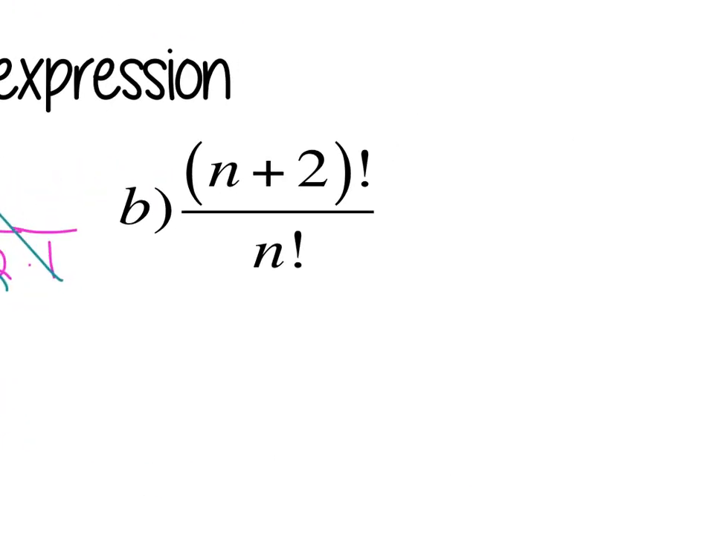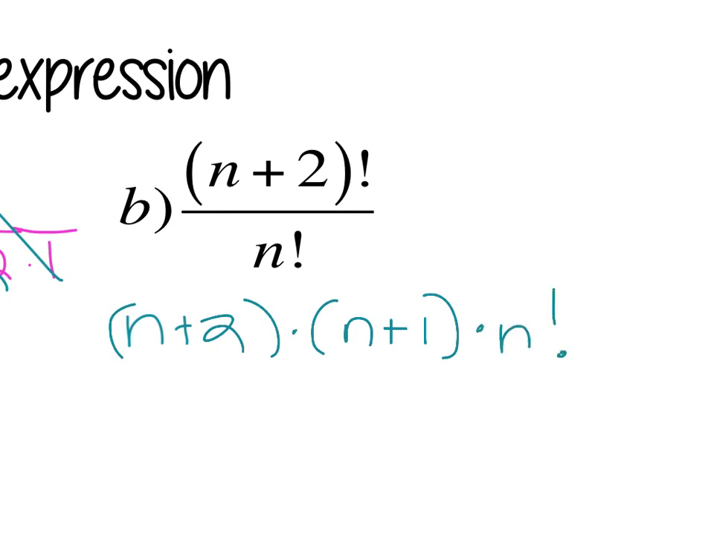Now we've got n plus 2 factorial and n factorial. I don't know what numbers those are, right? But if I start with n plus 2 factorial and I go to the next number down, what would that be? n plus 1, right? So I'd get n plus 2 times n plus 1. What would be the next number down from that? n. And then I would have to keep going, and I wouldn't know when it would stop because I don't know what number n is.